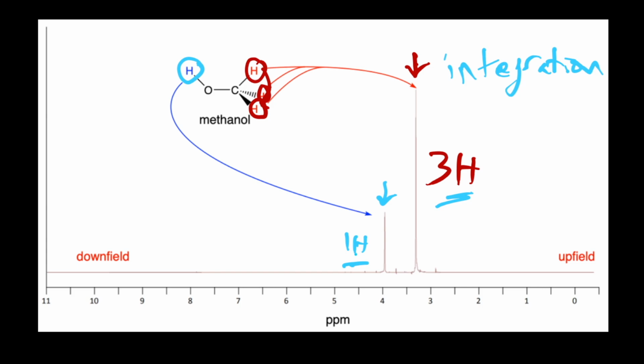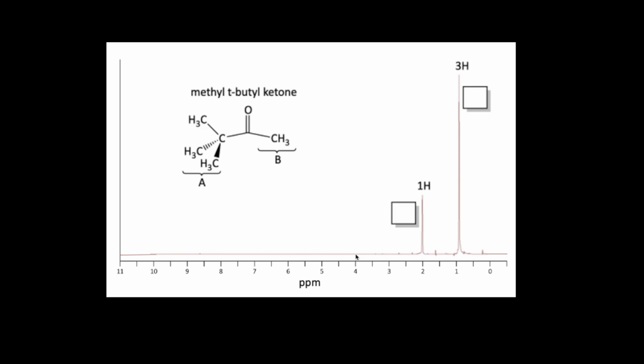Okay, so let's take this lesson and move on to the next spectrum. Here's a little problem. Methyl tert-butyl ketone. And I want you to recognize that there are these hydrogens that we represent with B. And over here on A, there are 3 equivalent methyl groups. So that's A. Now I want you to figure out which of these peaks represents A and which one represents B's hydrogens. And of course, I think it's pretty easy to see that the smaller peak will be the 1 methyl group, and the bigger peak will be the 3 methyl groups.